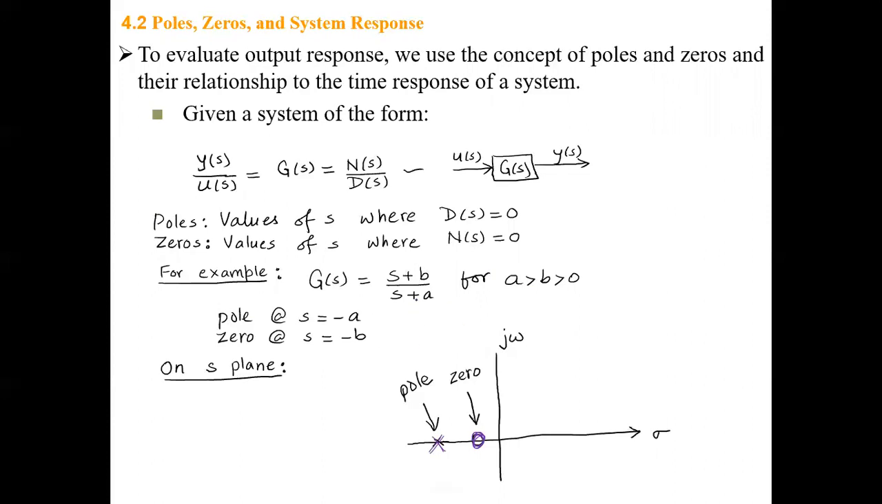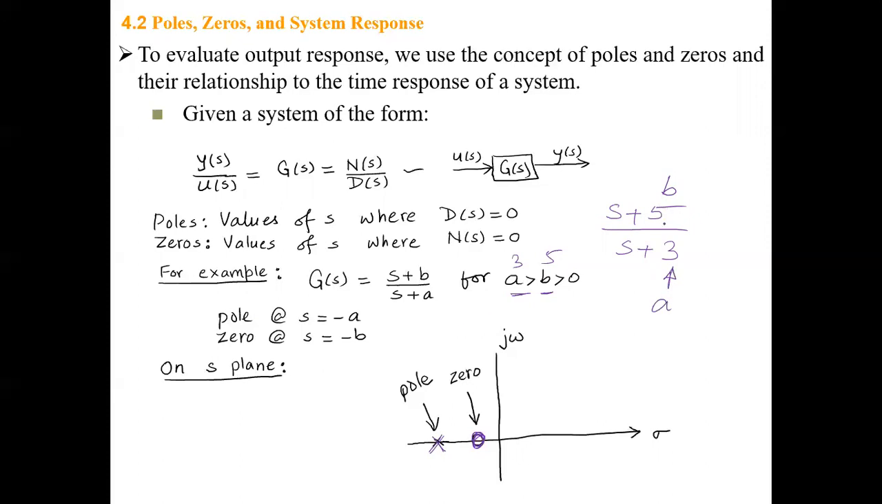Suppose you are given a transfer function like this. This is your transfer function where a and b are both positive. A is positive, let's say 3. B is positive, let's say 5. Not negative, both of them are positive. So it's like s plus 5 over s plus 3. So 5 is b, 3 is a. That's what I meant.